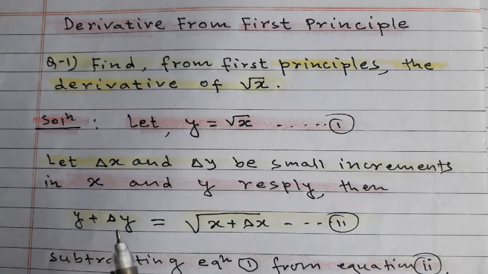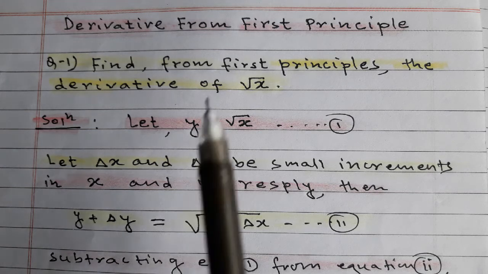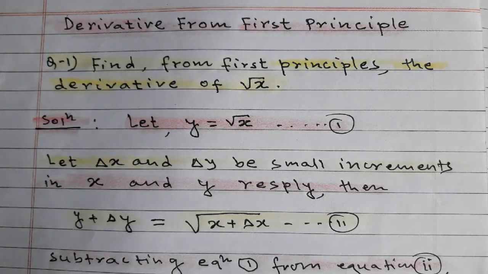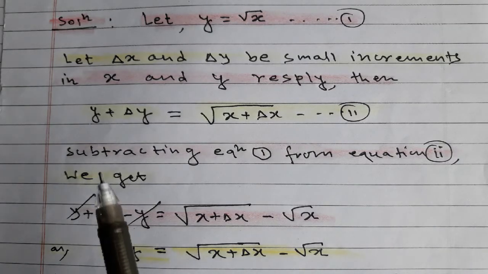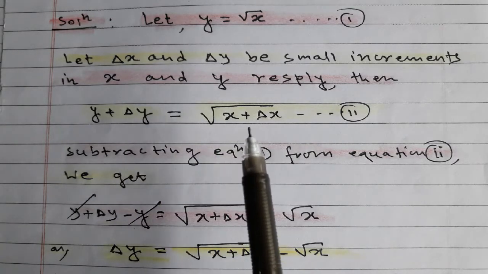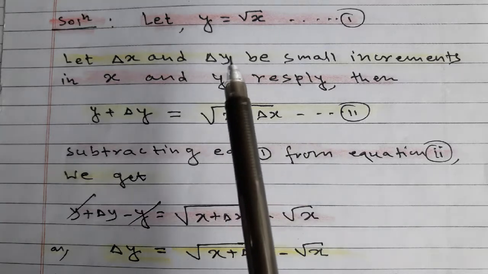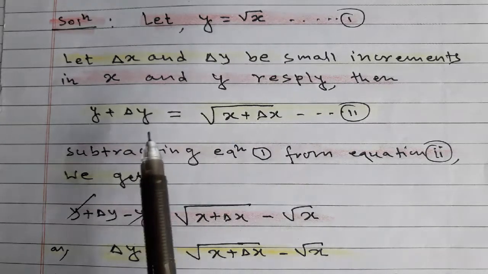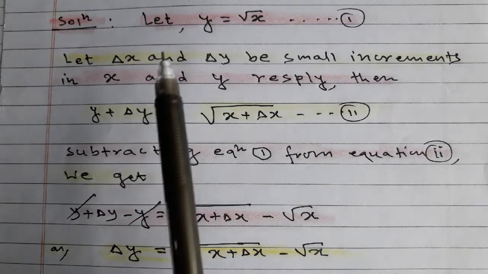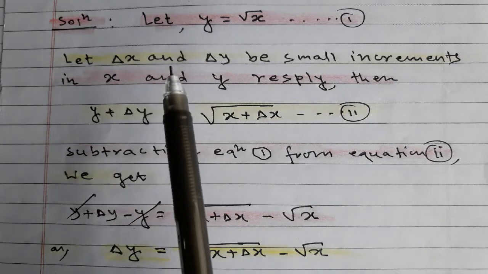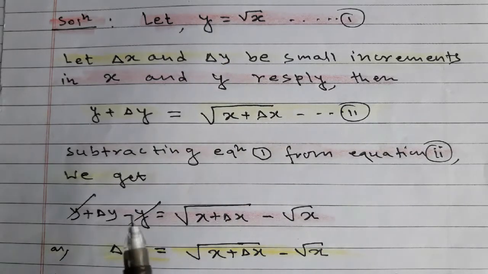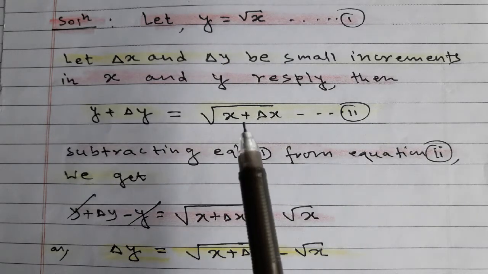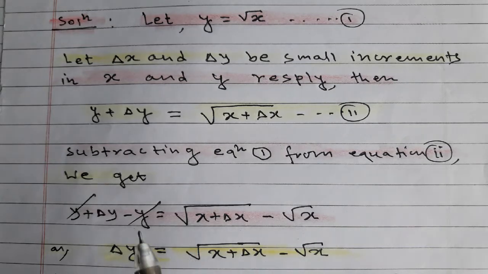Now to find the value of delta y, we have to subtract equation 1 from equation 2. Subtracting equation 1 from equation 2, we get equation 2 is y plus delta y is equal to root x plus delta x. And we have to subtract the first equation y is equal to root x from the second equation. y plus delta y minus y. So we have to subtract the terms of LHS and then the terms of RHS. So y plus delta y minus y equals root x plus delta x minus root x.